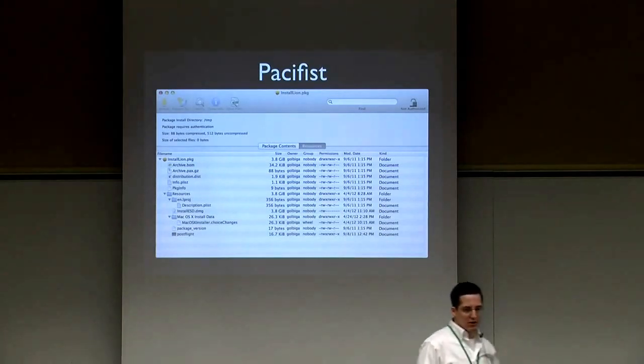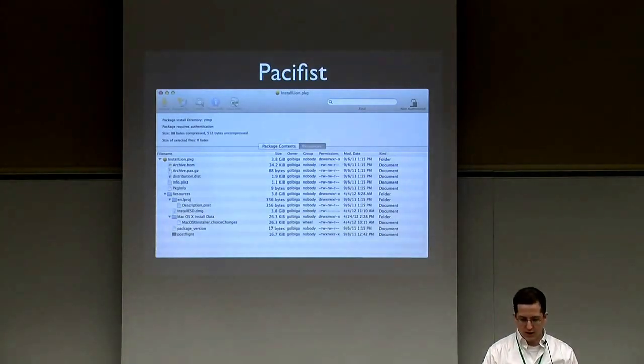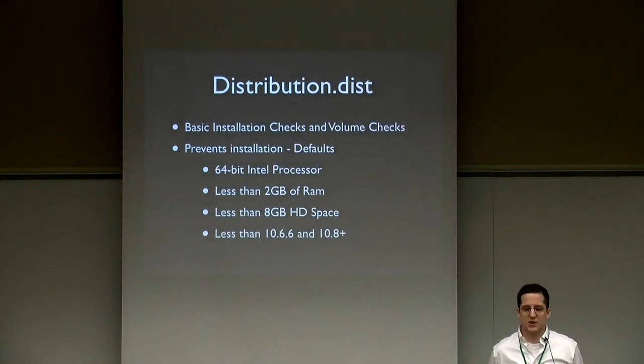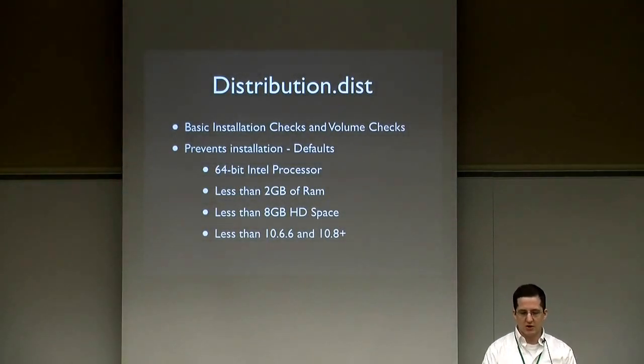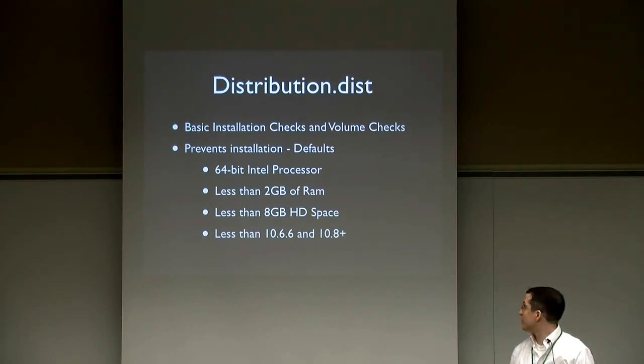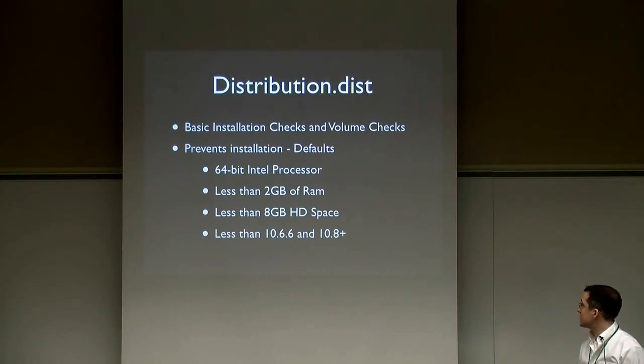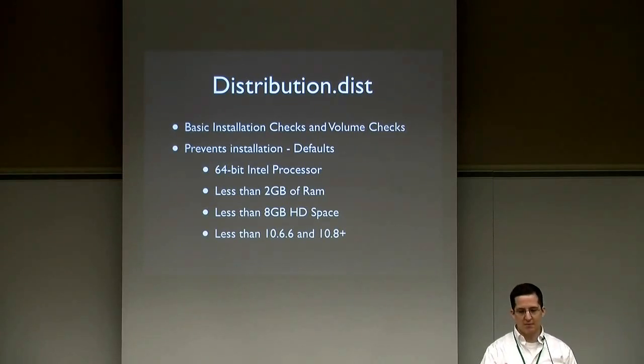The post-flight script will take a little bit longer, but distribution.dist is a prerequisite check. It'll check your basic installations and volumes, make sure that you can actually install Lion on this machine. It will check to see if you have a 64-bit Intel processor, less than 2 gigs of RAM, less than 8 gigs of hard drive space, and if your machines are running under 10.6.6 or 10.8 and above, it won't install. That's what's set by the actual file. It's not as thorough as Apple's, but it will get the job done.